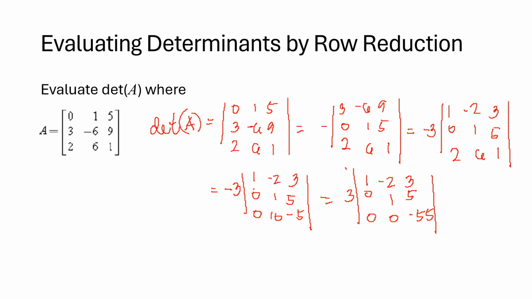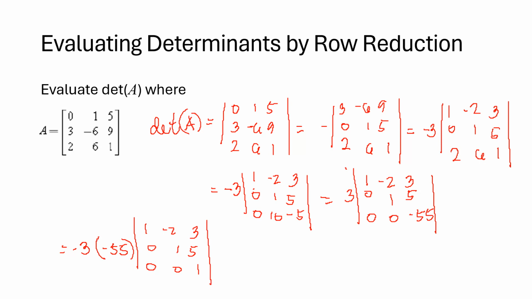And then the common factor of negative 55 from the last row will be taken through the determinant sign. So we have here negative 3, negative 55. Let's try to have this one on the other side. So here you have negative 3 times negative 55 times the matrix with rows 1, negative 2, 3; 0, 1, 5; and 0, 0, 1.